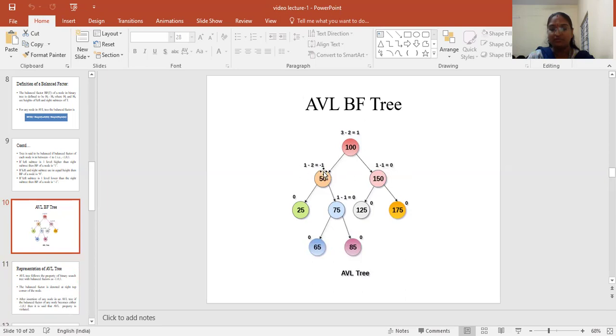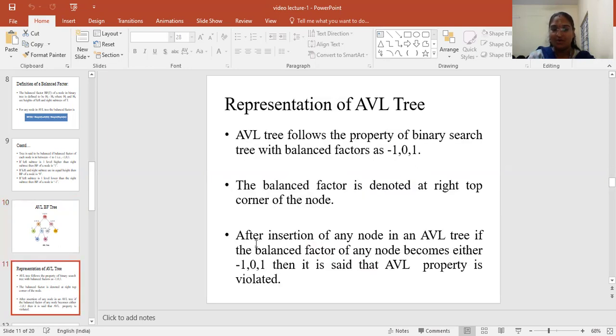It is not that we can't write elsewhere, but it is coming on the right side. So it will always be denoted at the right top corner of the node. Next, after the insertion of any node in the AVL tree, if the balance factor of any node becomes either -1, 0, or 1, then it is said that the AVL property is violated.